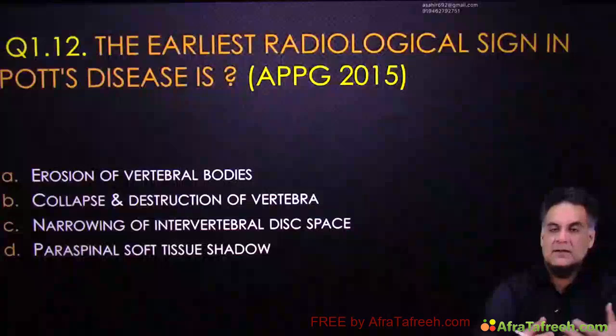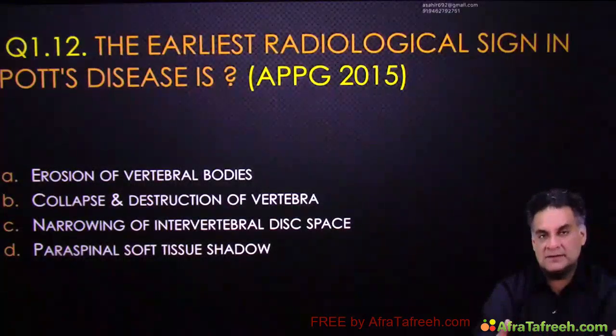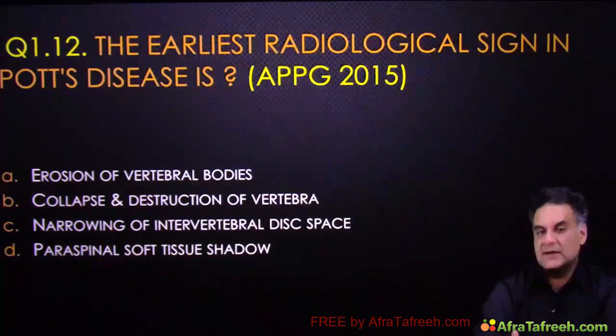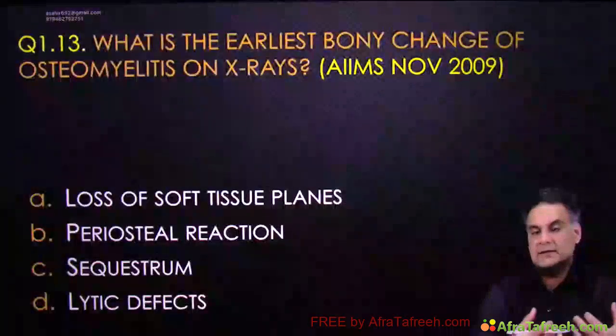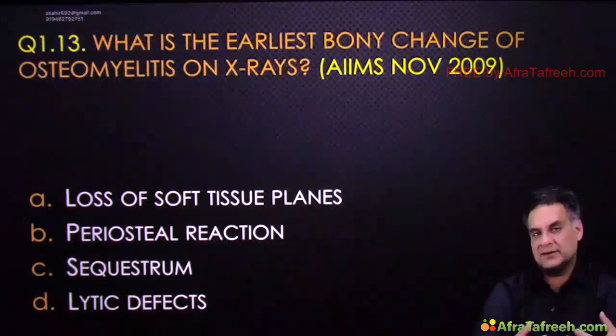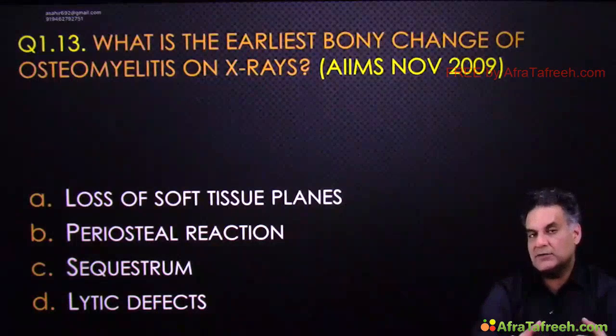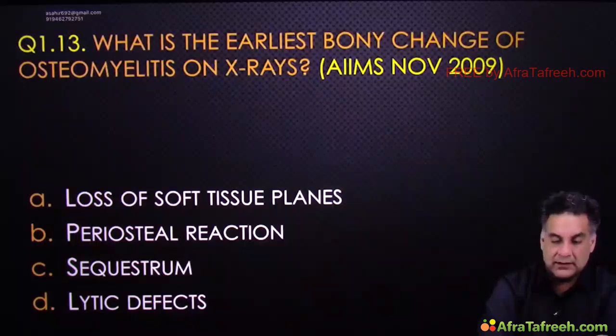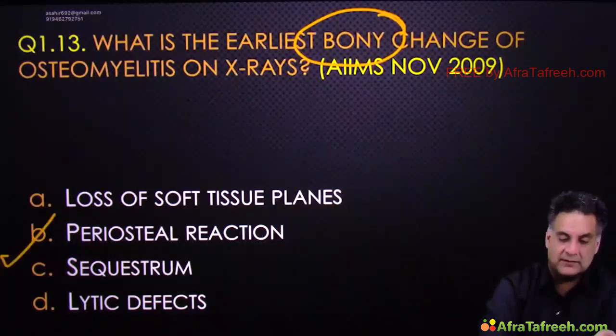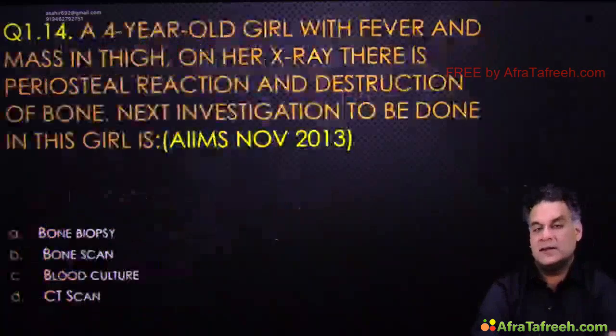The earliest radiological sign in Pott's disease, meaning TB spine, is loss of curvature. Since that's not there, narrowing of the disc space is the second best. The earliest bony change of osteomyelitis on X-rays. The earliest change of osteomyelitis on X-ray is loss of soft tissue plane. But here they have asked the bony change. So the answer will be periosteal reaction.